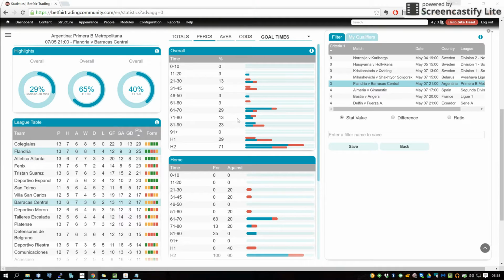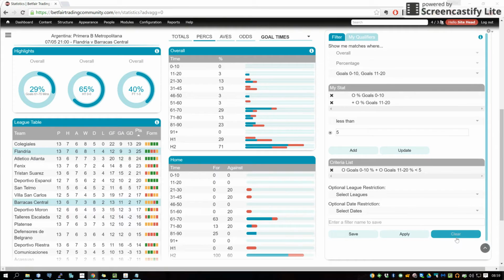Now, in terms of how you can apply this information and make some money from it, this filter actually reminded me of a great little strategy, but to do it, I'm going to have to turn the filter on its head a bit. So we're actually going to be looking for a high number of goals in the first 20 minutes. So I'll go back to the filter composer.